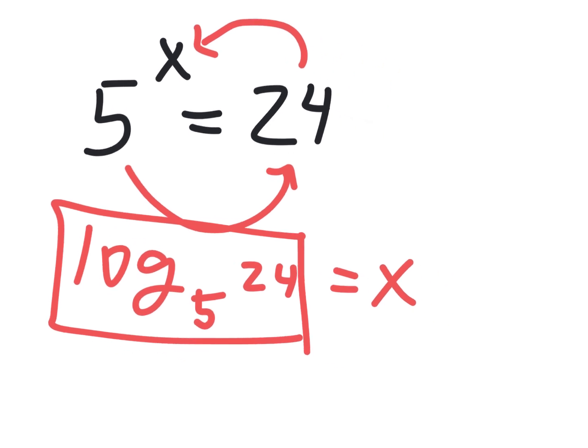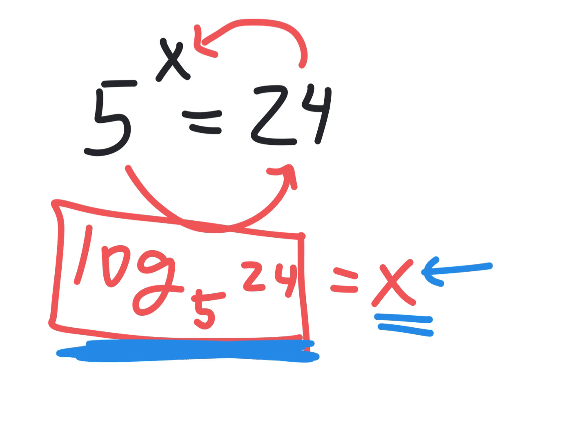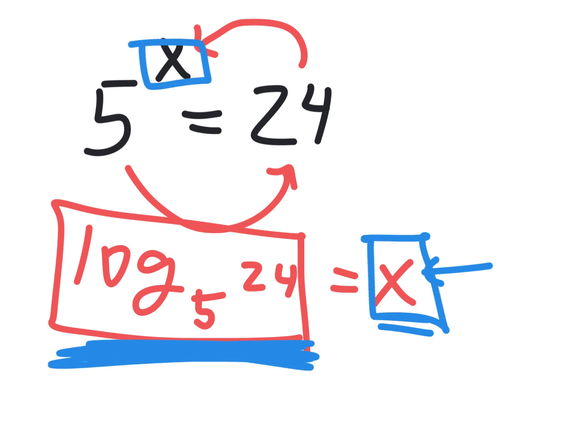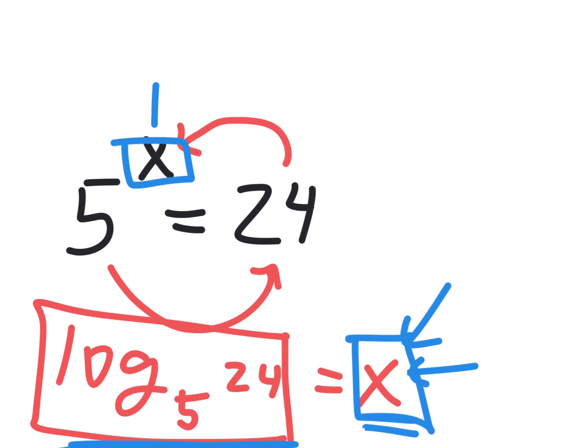And this is why logs are an exponent. Because see, that right there is the answer. That is the log, and that log is giving us this x, which is the exponent. So it's kind of a weird thought that when you're done with a log and you have like log base 5 of 24, that's an exponent. Because see, there it is, and that's the exponent.